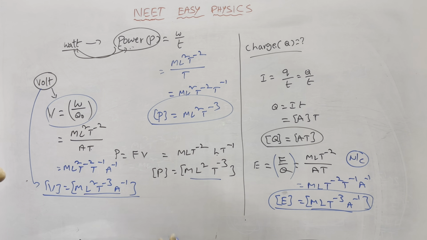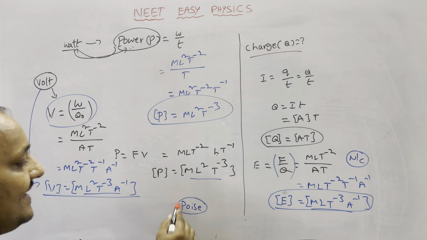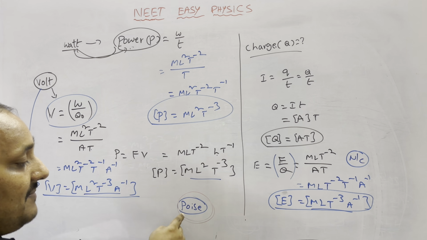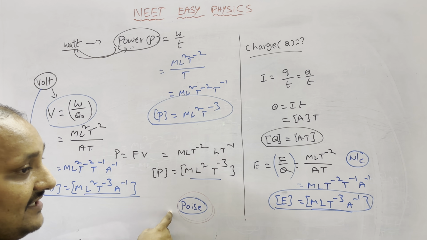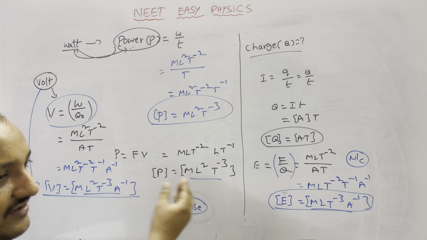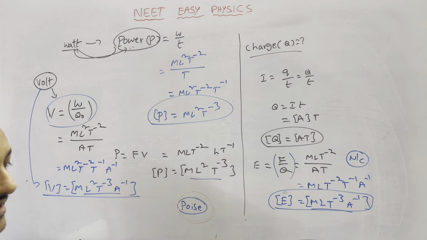Let me give one example. By the next video you have to write the dimension formula for poise. You should find out poise is the unit for which physical quantity. Watt is the unit for power, joule is the unit for energy, Newton is the unit for force. Now poise is the unit for what? If you know, you can write it, otherwise we cannot solve the problem.